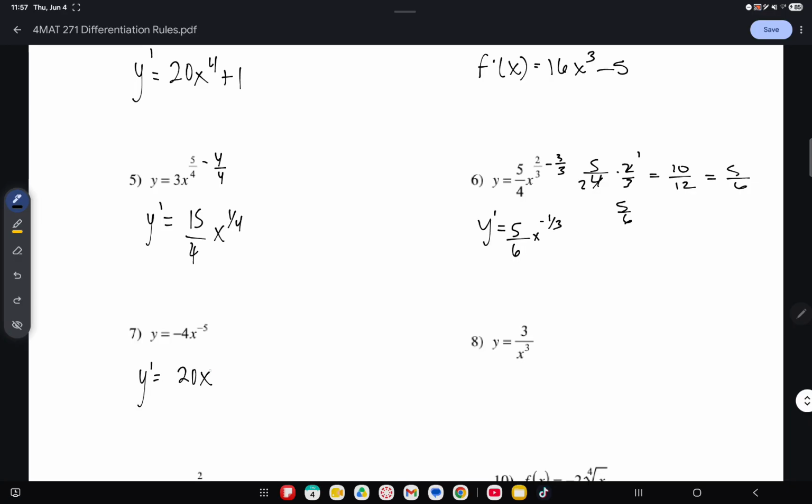All right, now we got 20x to the -6. I'm going to rewrite that as 3x to the -3. So we have -9x to the -4.